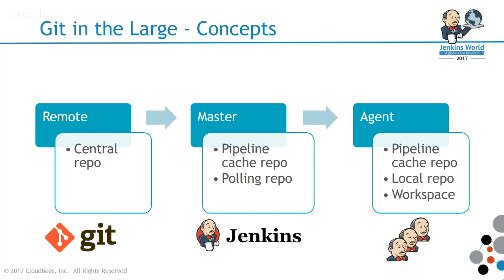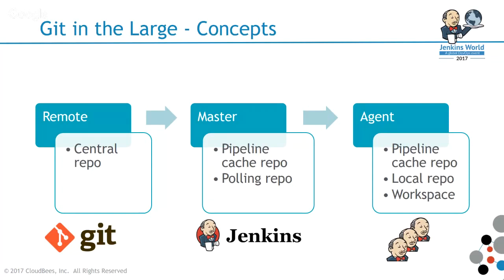Some of the things that you can do can help you in reducing the load on your remote, on the central repository. So there are things that can help there. Some of the things you can do can help you on the Jenkins master, where it has certain things that it does, like polling for you or caching repos for pipeline. There are other things you can do that will help you on Jenkins agents, where the pipeline cache is, where you've got the local repository copy, and where you've got a workspace.